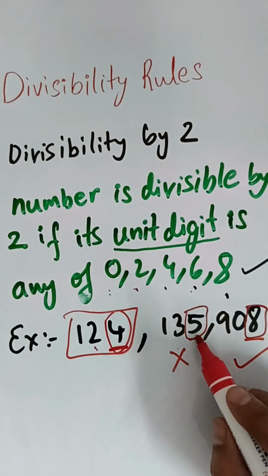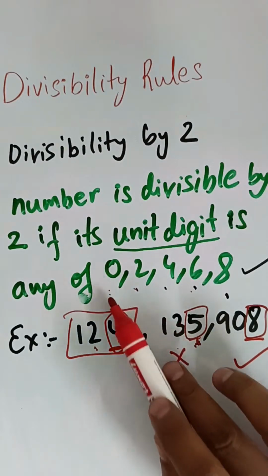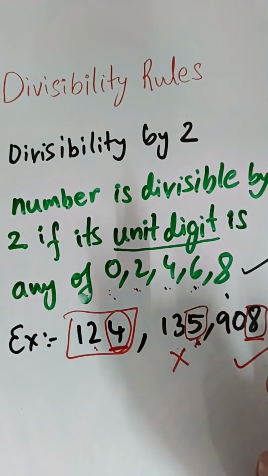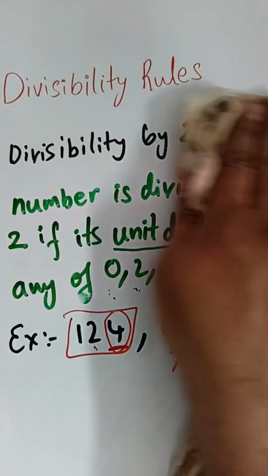So 135 is not divisible by 2, and 908 is divisible by 2, because we have 5 here. So what do we need to be divisible by 2? It should be 0, 2, 4, 6 or 8. Then only it is divisible by 2. Let's go for the next divisibility rule.